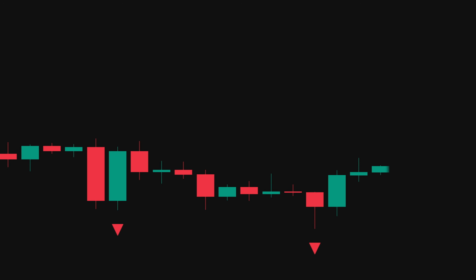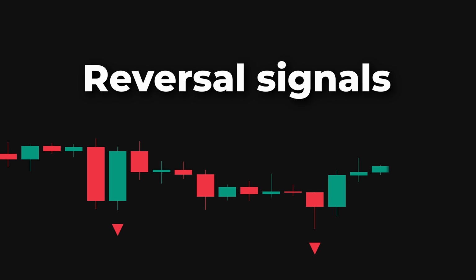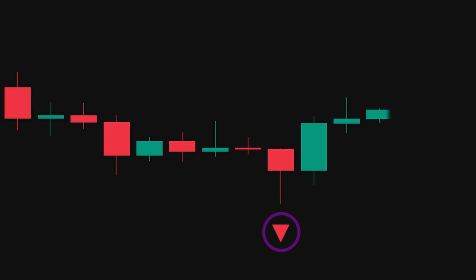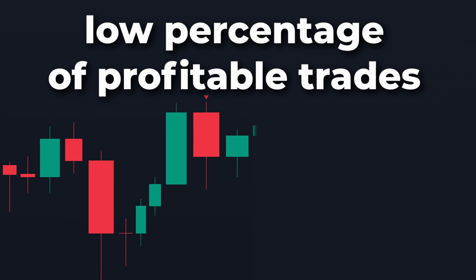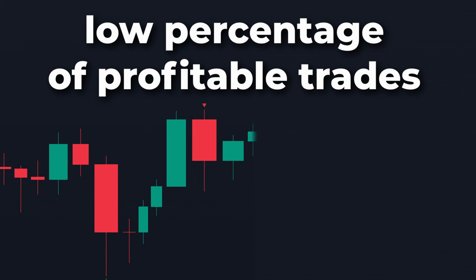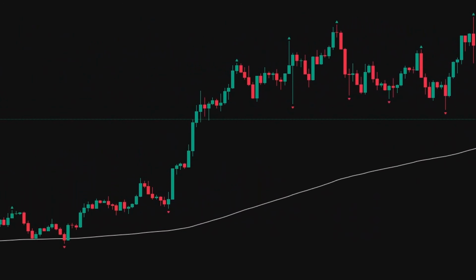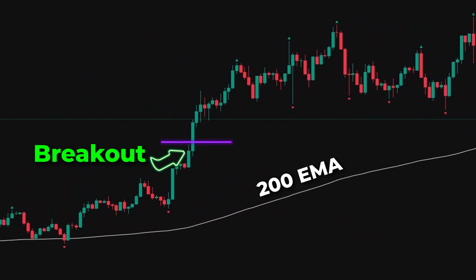What not to do? Beginners often use fractals as reversal signals. A bottom fractal appears, they buy. A top fractal appears, they sell. In practice, this strategy gives a low percentage of profitable trades and does not perform well. Instead, I recommend using fractals as breakout signals, filtering them with a trend using the 200 EMA.